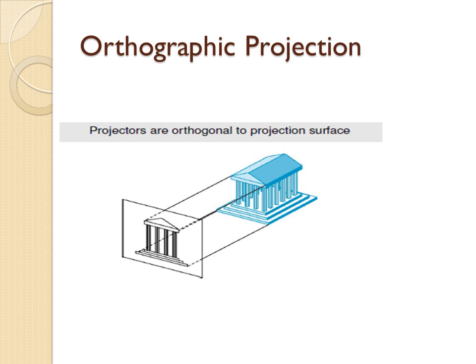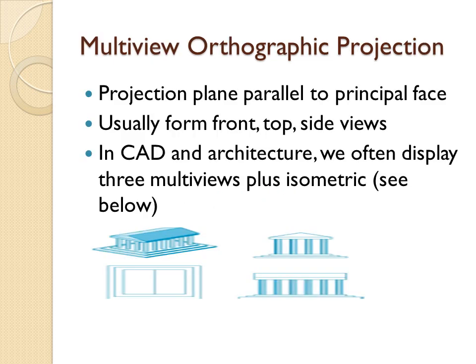Here the projectors are orthogonal to the projection surface, falling perpendicular to the view plane. In this case, the projection lines fall perpendicular to the view plane. The direction of the projection lines, which are parallel with each other, is perpendicular to the view plane or projection plane.